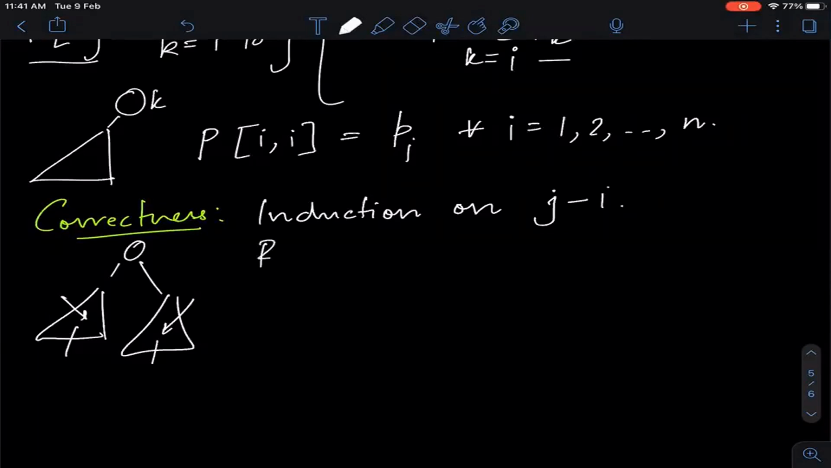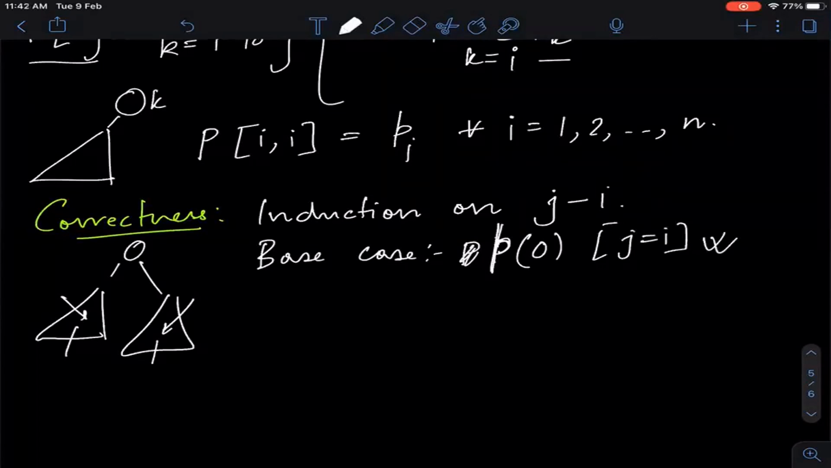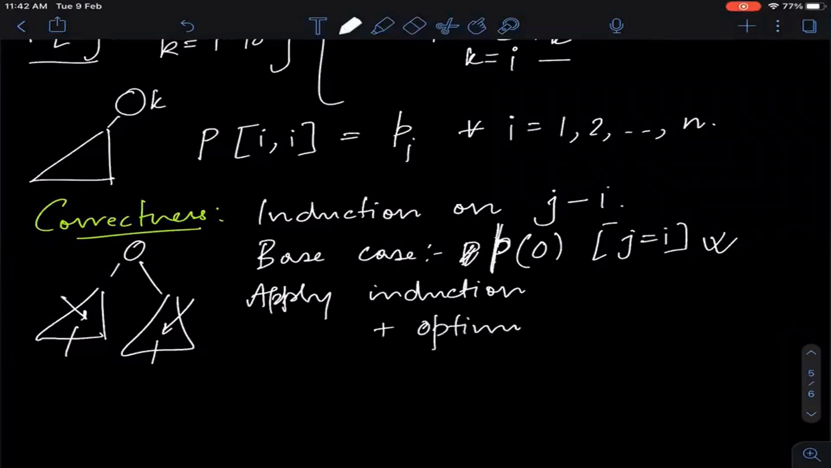So the base case is, let me write a small p, p0, which is j equals i. I know that this is correct. And now, just apply induction plus optimal substructure.